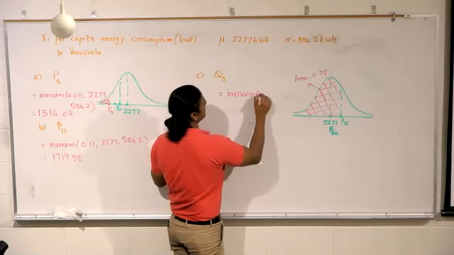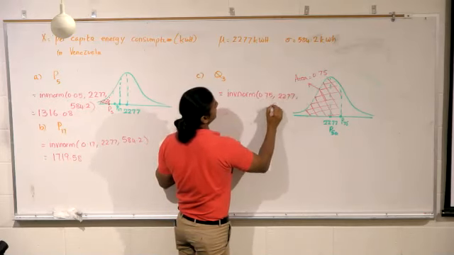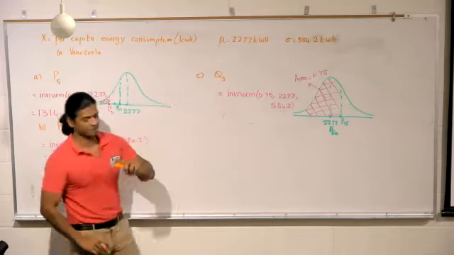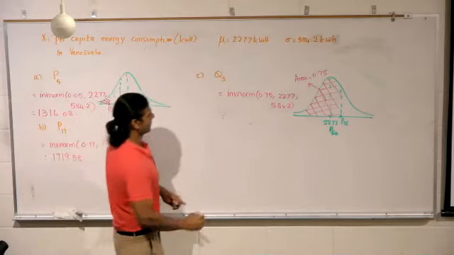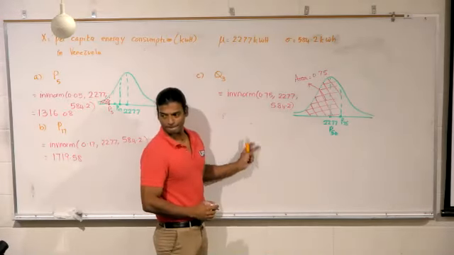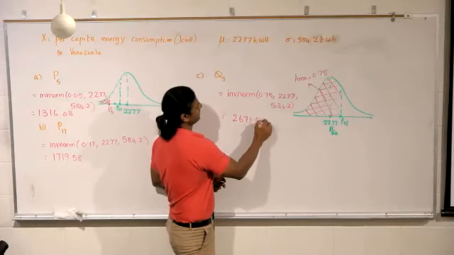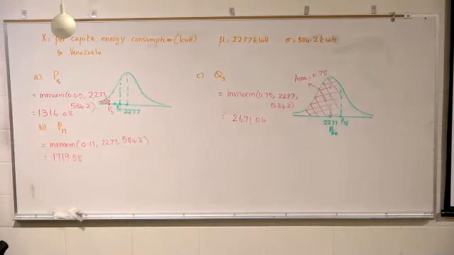The area below is 0.75, then the mean and standard deviation. And what do we get? Basically an answer bigger than 2,277. Go for it. 2,671.04.